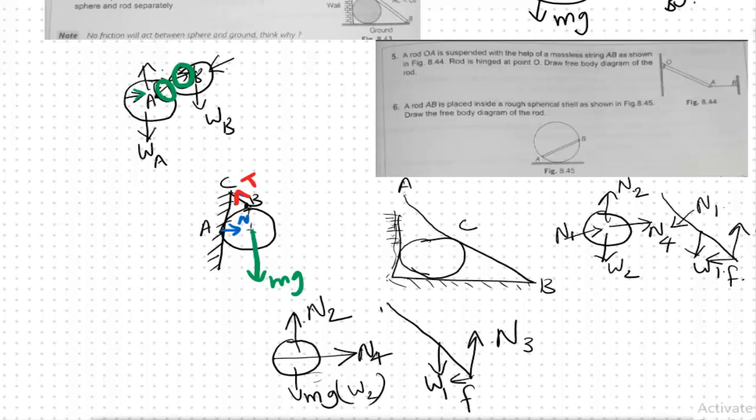Now, next is a reactional force between the sphere and the rod. See here, I am marking it as N1, and on the rod also there is a reaction from the sphere, the same reactional force from the sphere to the rod. Okay, clear? These are the different forces acting on it.